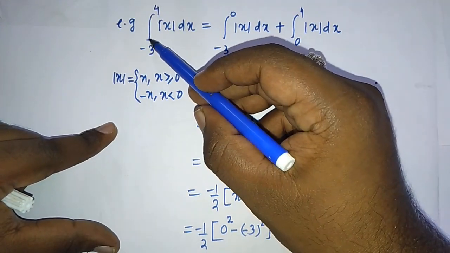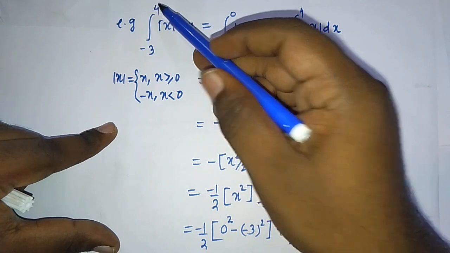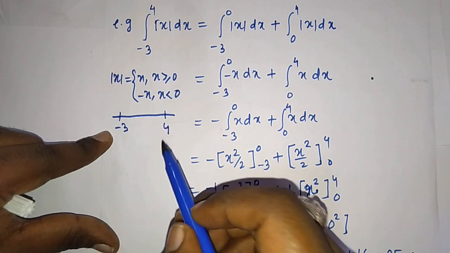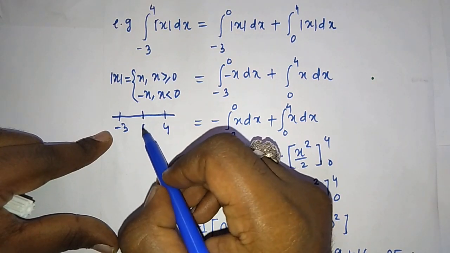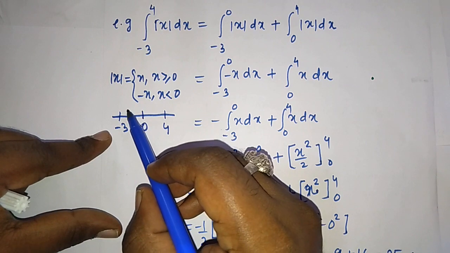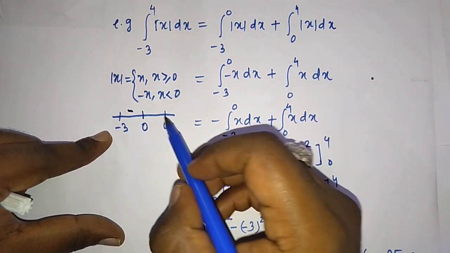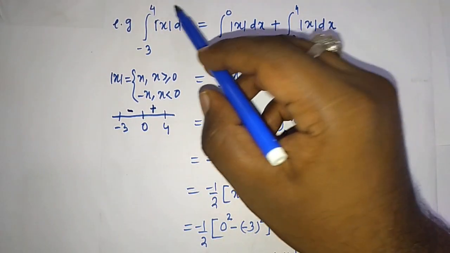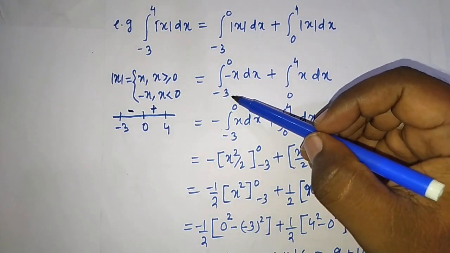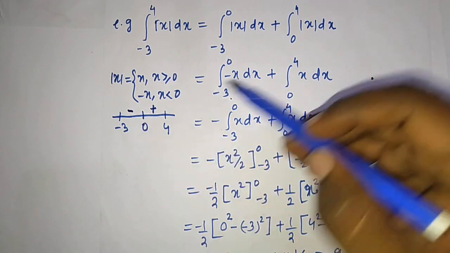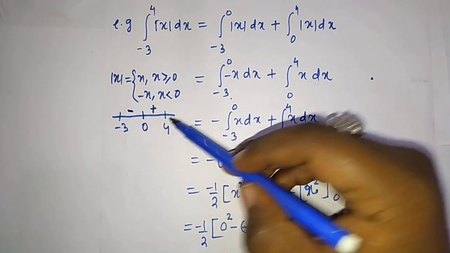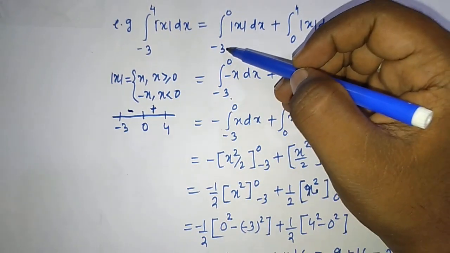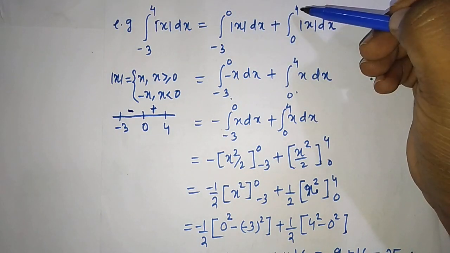Now the given interval is -3 to 4. In between -3 to 4, 0 is there. From -3 to 0, all the numbers are negative, and from 0 to 4, all the numbers are positive. So we will split the integration like this: one is -3 to 0, another is 0 to 4. Here I have split one integration from -3 to 0, another from 0 to 4.